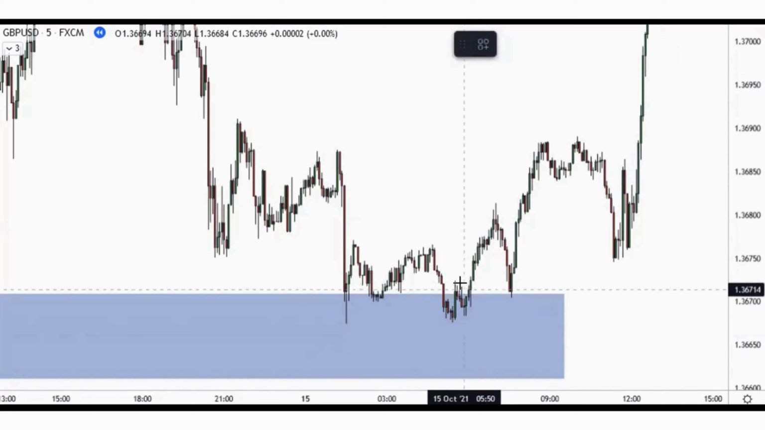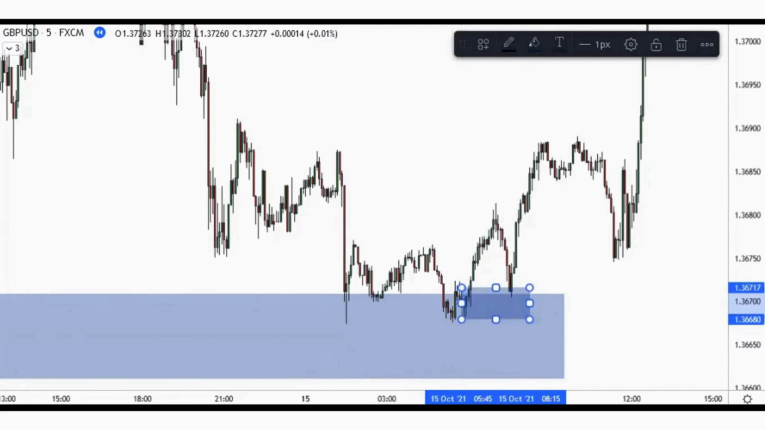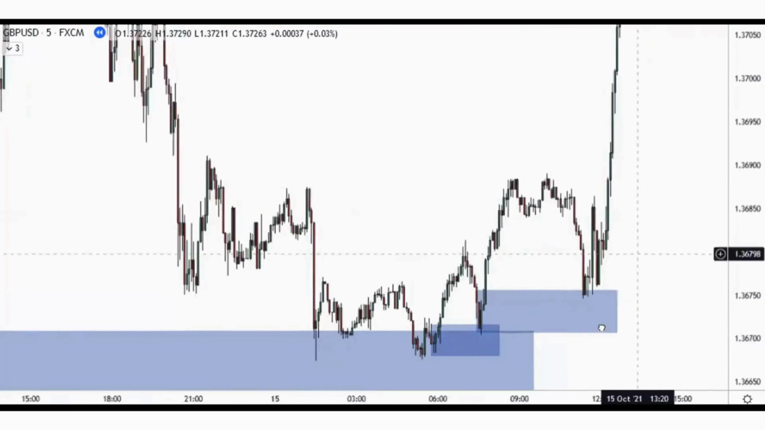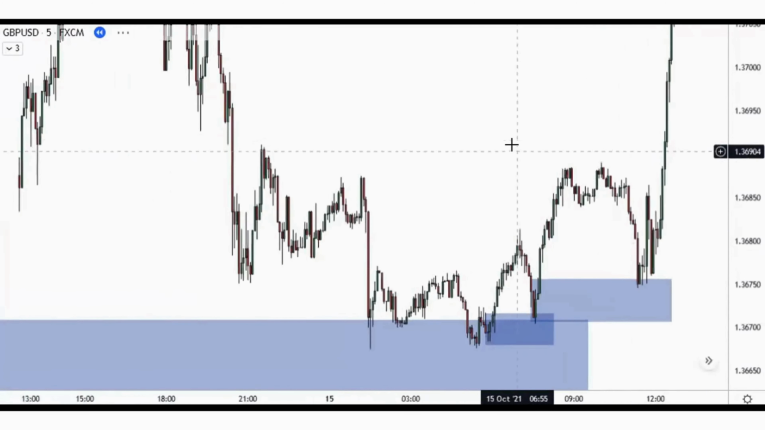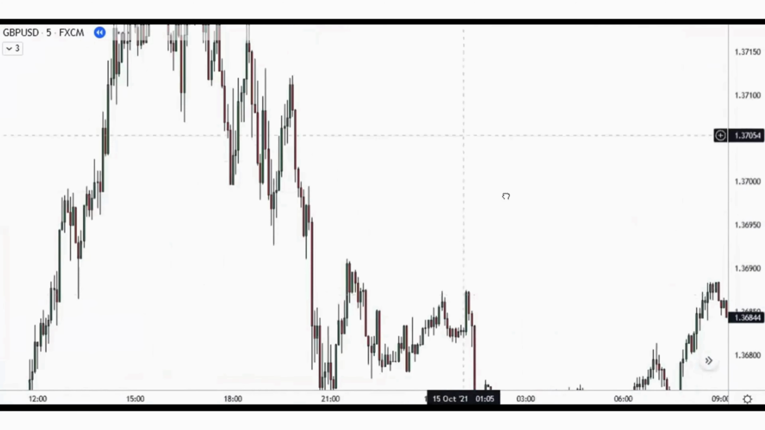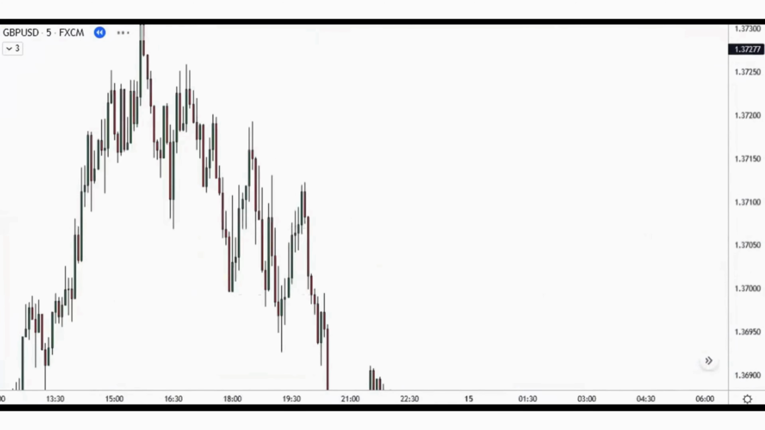So now this demand and this demand, all these are continuation entries, okay? You can trade this demand, you can trade this demand. All these are continuation entries, but till now, the market is coming down, right? There are also reversal entries.